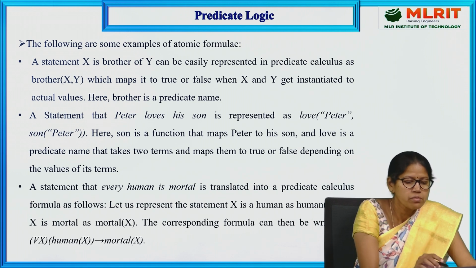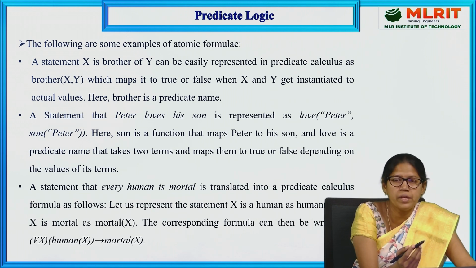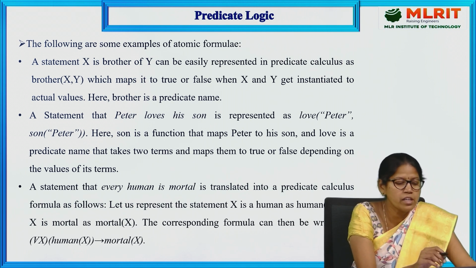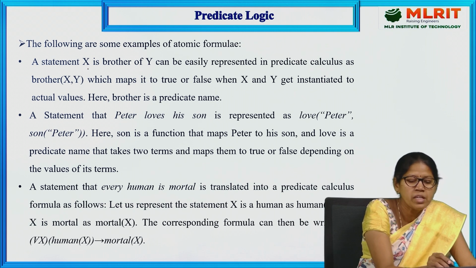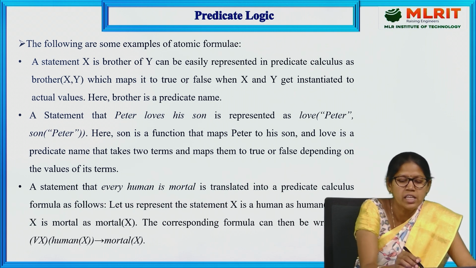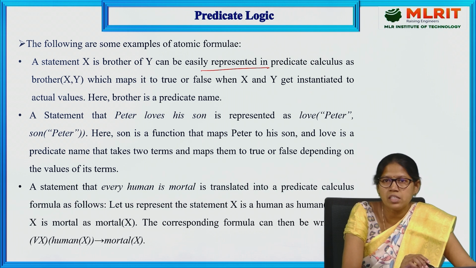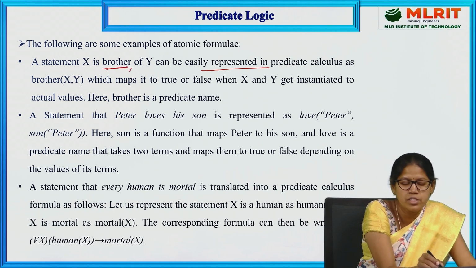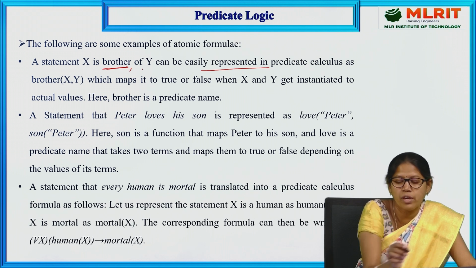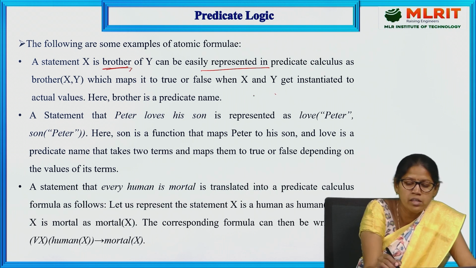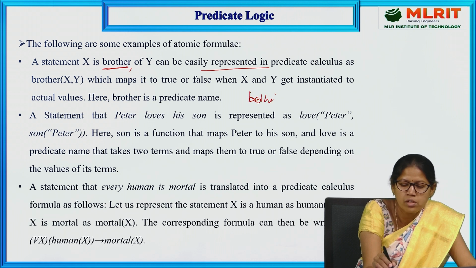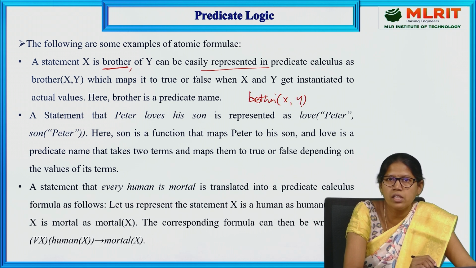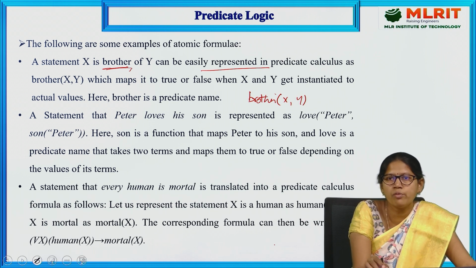Let's see how it will be represented in predicate logic. The statement x is a brother of y can be easily represented in the predicate calculus. Brother is a relationship, and x is a brother of y. So we can write brother is a predicate, brother of x comma y. Then we read it as x is a brother of y.